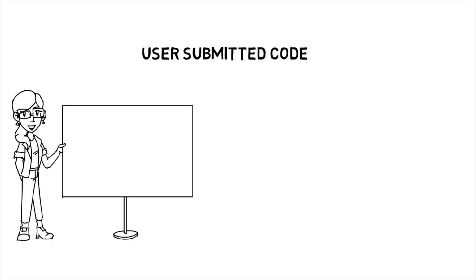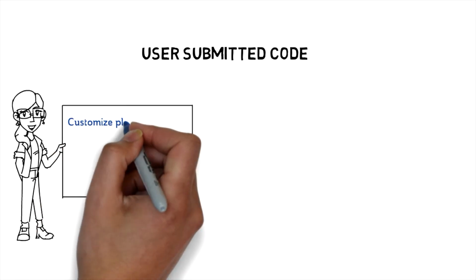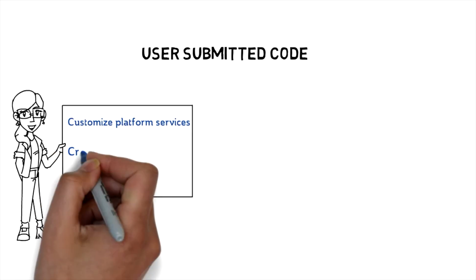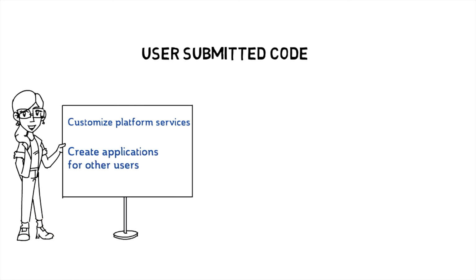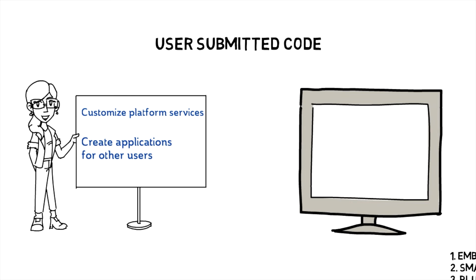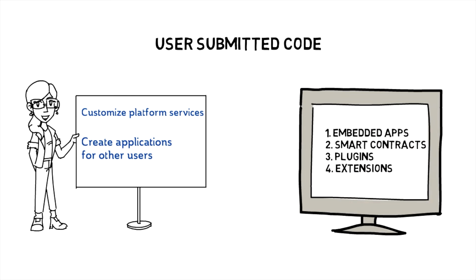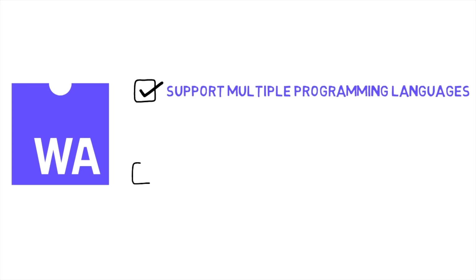User-submitted code, on the other hand, allows users to customize platform services or to create applications for other users on the same platform. Examples include embedded apps, smart contracts, plugins, and extensions. WebAssembly supports multiple programming languages and can provide a safety sandbox for user-submitted code.